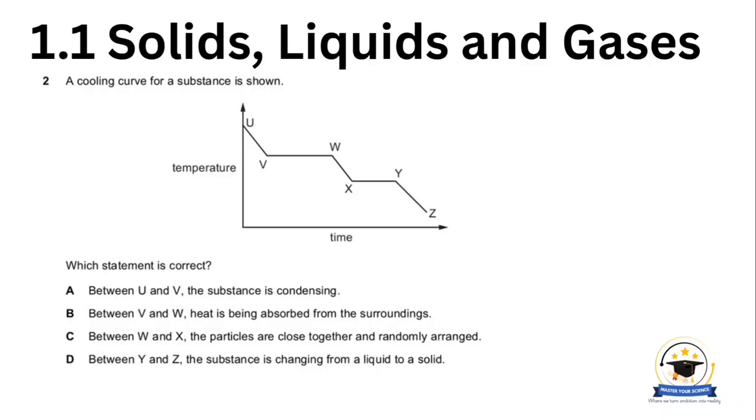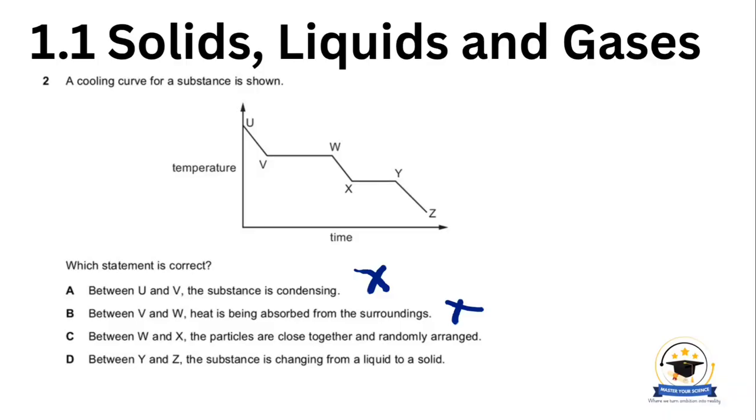and it asks which statement is correct. Statement A says between U and V the substance is condensing, and this is incorrect. As we have stated, between U and V the substance is a gas. Condensation takes place between V and W. That also makes statement B incorrect, because since condensation is taking place, heat is actually being lost to the surroundings.